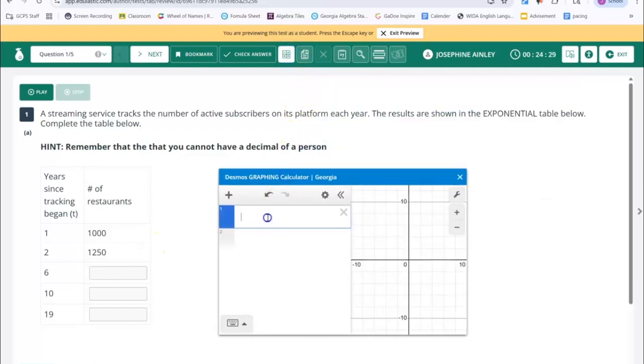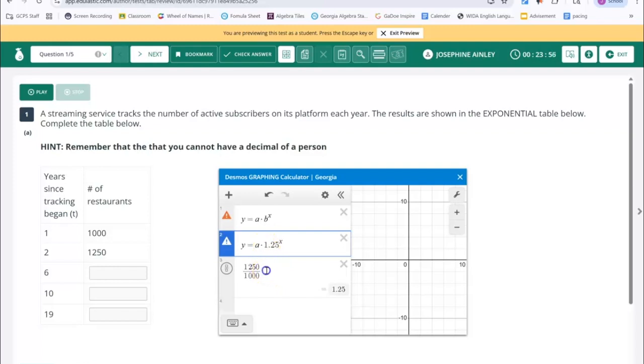Two ways I can do this. I can do this by hand. I know that it's equal to y equals a times b to the power of x, where a is your initial value, and I don't have that initial value. I could find it, but actually I'll do it this way. To find my b value, I take the second divided by the first, so 1250 divided by the first, which is 1000. So I can see my b is 1.25.